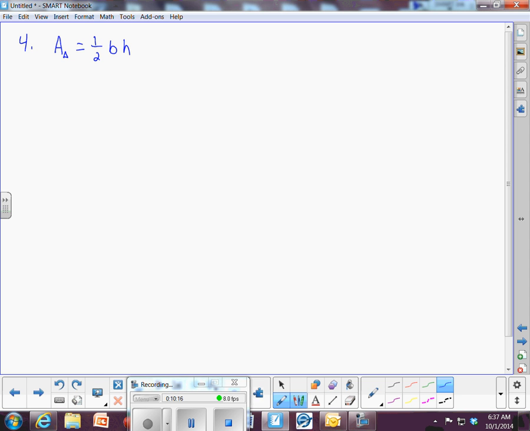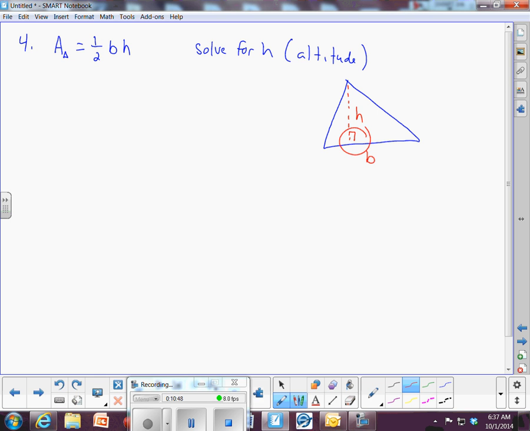1/2 BH. All right, let's solve this for height. Solve for H. And by the way, just by way of review, H is also called the altitude. If you were to look at a triangle, if this were the base, this would be the height, the altitude of the triangle. And altitude is perpendicular to the base. It goes to the opposite vertex. Perpendicular to the base and goes to the opposite vertex. All right, that's just a little aside, just throwing in something that we can think about.